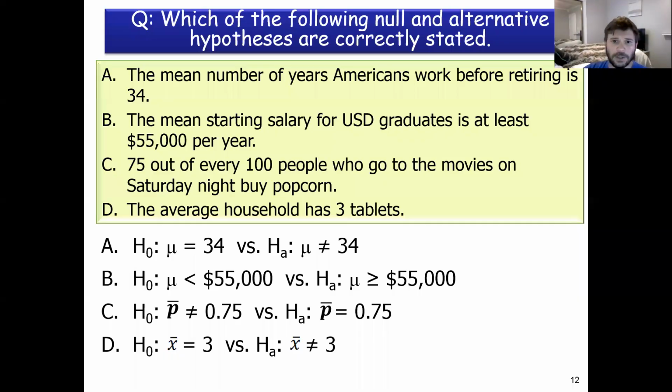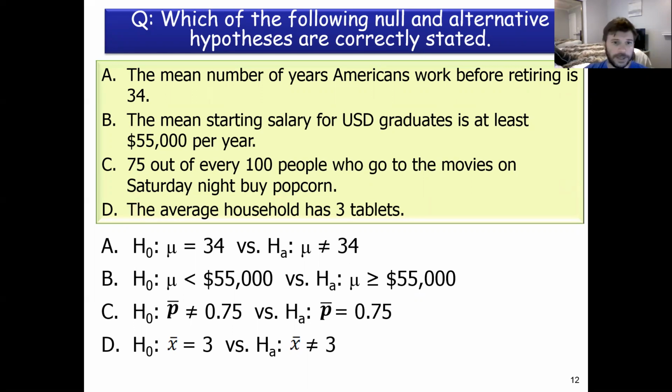So let's go ahead and take a look at this next example where we want to identify a properly specified null and alternative hypothesis. Choice A says the mean number of years Americans work before retiring is 34. B says the mean starting salary for USD graduates is at least $55,000 per year. C says 75 out of every 100 people who go to the movies on Saturday night buy popcorn. That's related to the population proportion P. And the average household has 3 tablets is choice D.